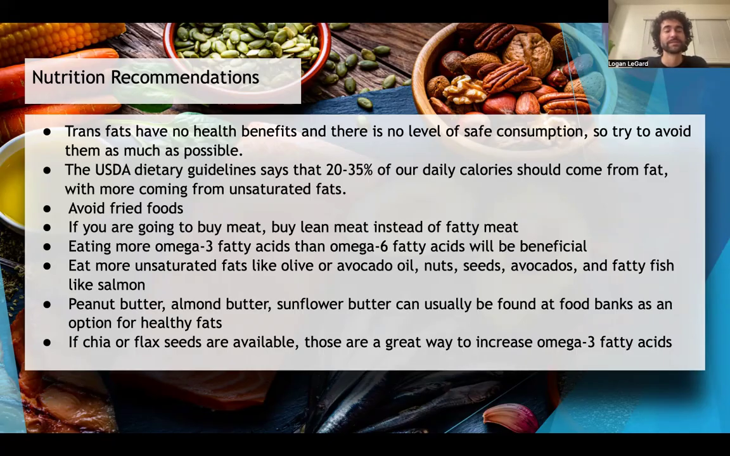Something you can tell the participants: there's often peanut butter, almond butter, and sunflower butter at food banks, so that can be a healthy option for fats. And if chia or flax seeds are available, those are a great way to increase omega-3 fatty acids. They have a really good ratio of more omega-3 fatty acids than omega-6 fatty acids. So they're a good option, but they might be expensive, so they might not be available for everyone.